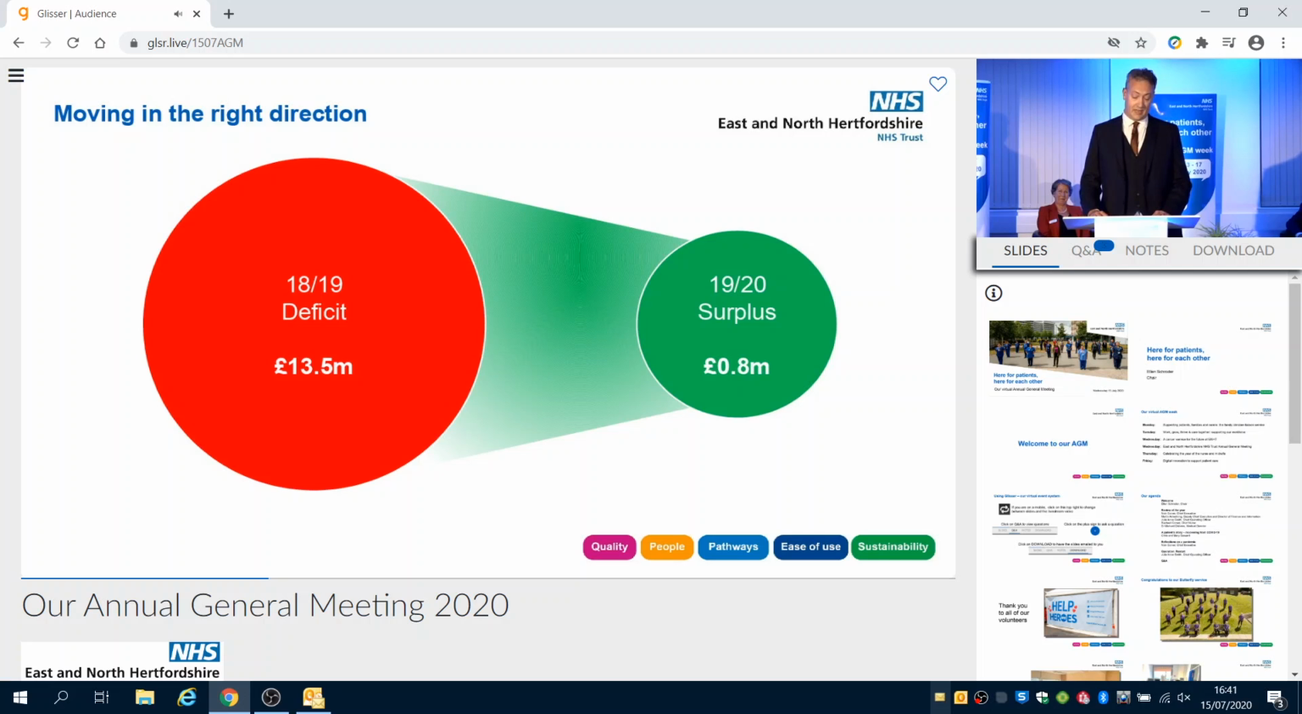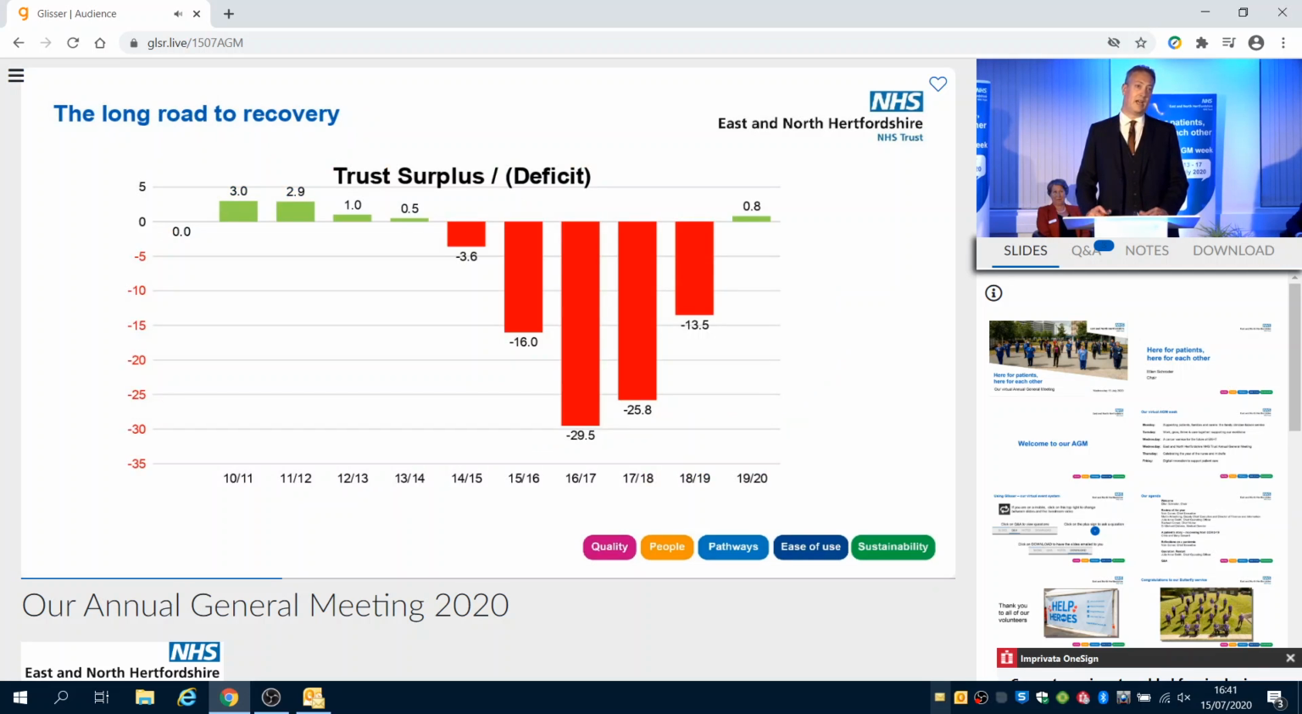for the 1920 financial year, where I think if we just move on to the next slide, you can see this is a really powerful slide. I just like looking at this slide. And as you can see, for this year, we've delivered a surplus of just £800,000, just a tad over. And that's obviously a huge movement from the £13.5 million deficit the previous year.